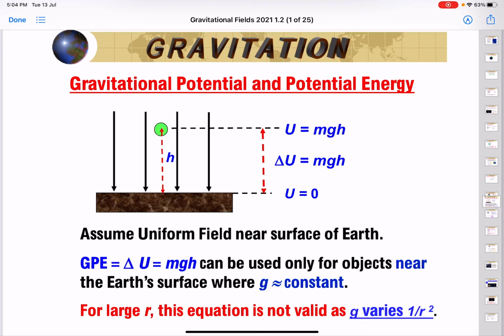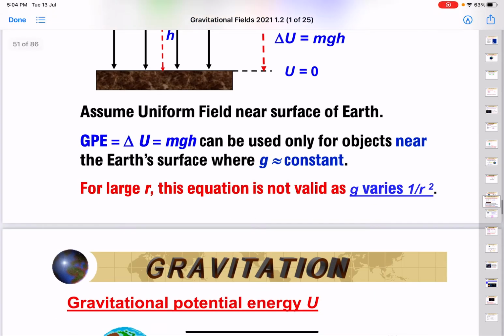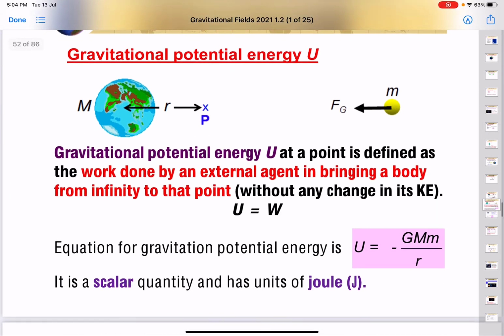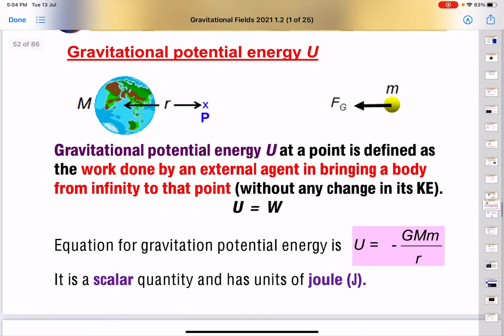To have a more complete understanding of this, we will have to have a proper definition for gravitational potential energy. Gravitational potential energy U is defined as the work done by an external agent in bringing a body from infinity to that point, without any change in the KE.